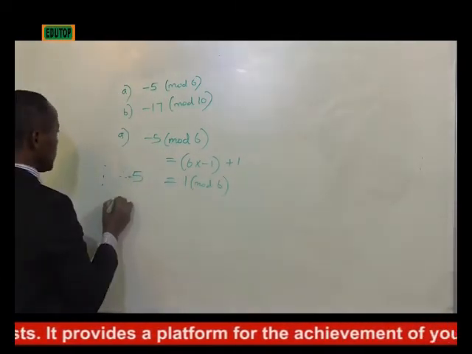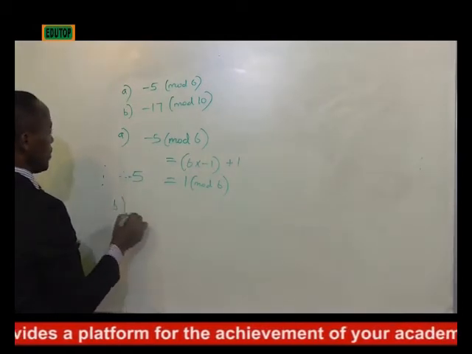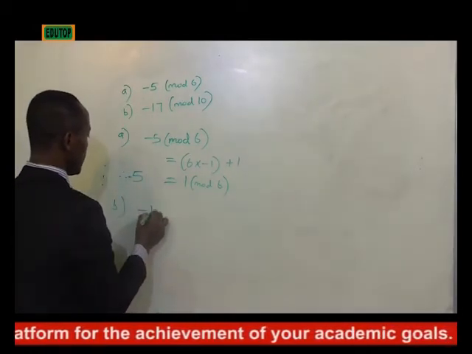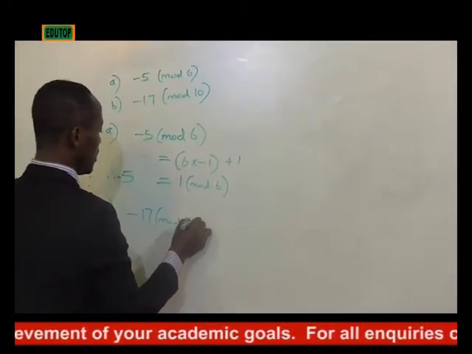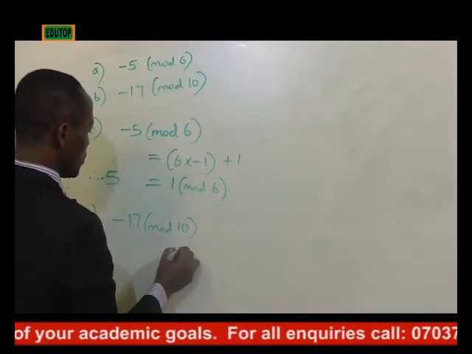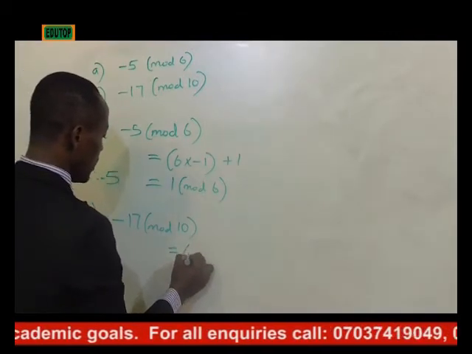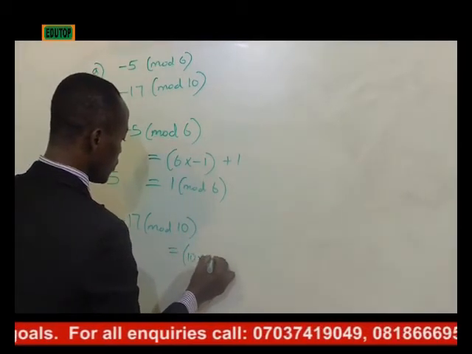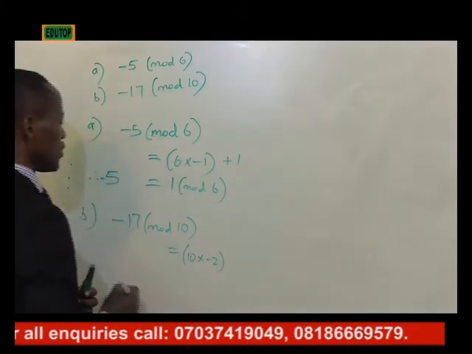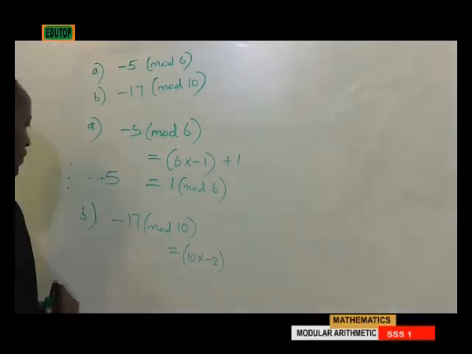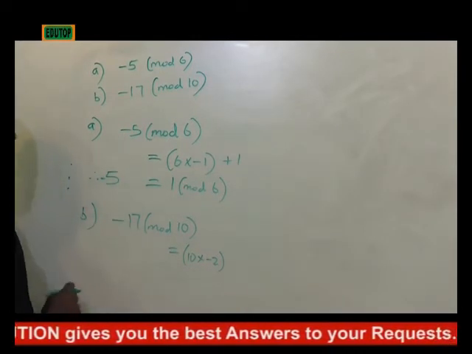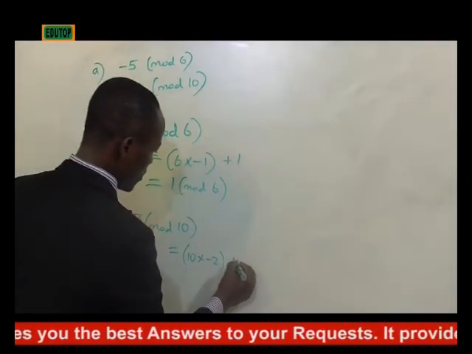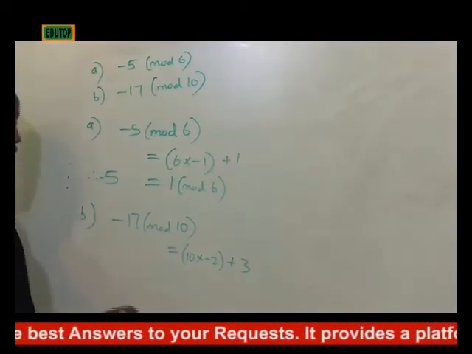Now, for the B part, that would be minus 17 modulo 10, which is equal to, that will be multiples of 10 times minus 2. 10 times minus 2 is minus 20. What are we going to add to minus 20 to get minus 17? That's 3. If we had 2, that would be minus 18.